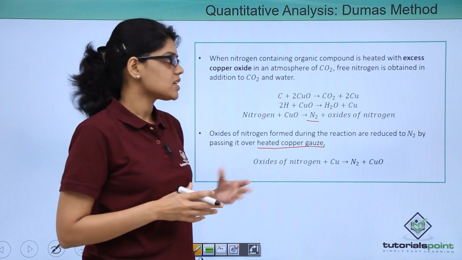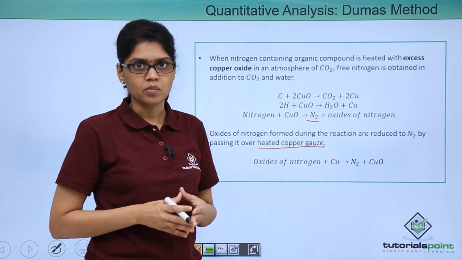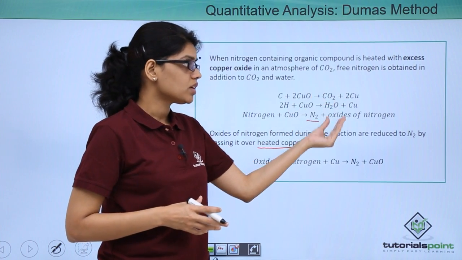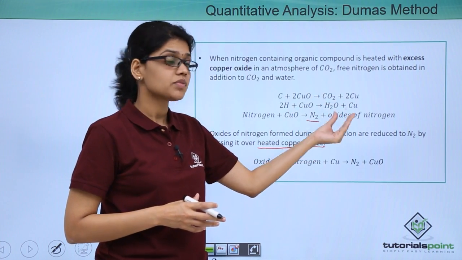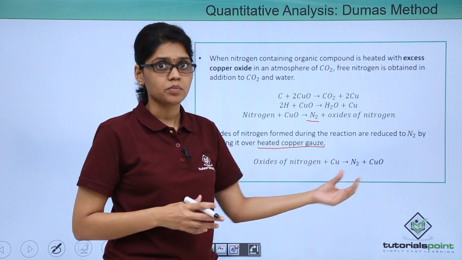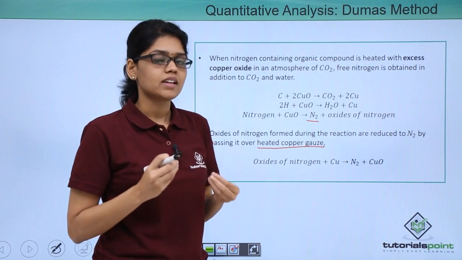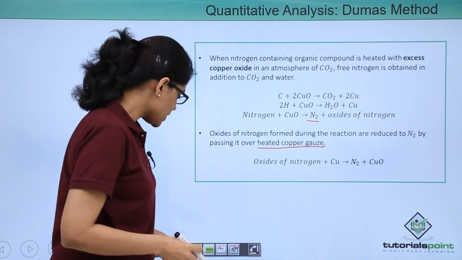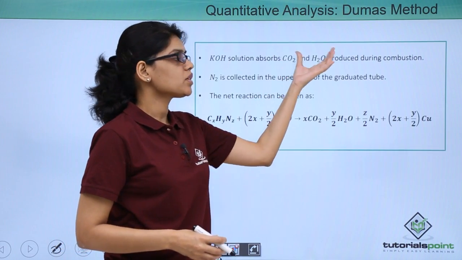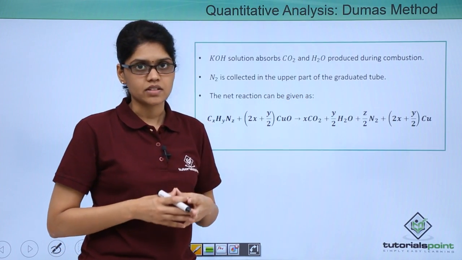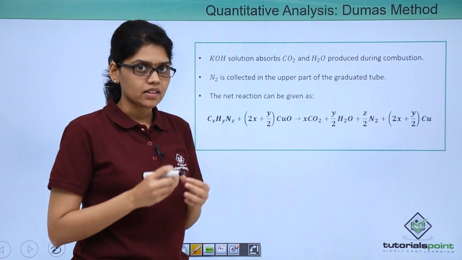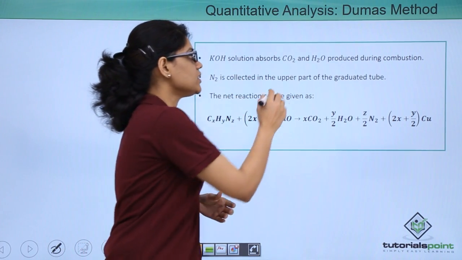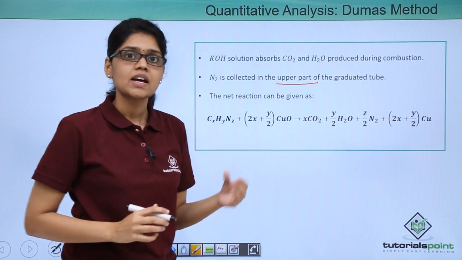Now, here we have multiple products forming: carbon dioxide, water, and oxides of nitrogen, which we convert back to dinitrogen. In order to isolate dinitrogen, we use potassium hydroxide, which will absorb all the carbon dioxide and water formed during the reaction. This dinitrogen is collected in the upper part of the graduated tube that you will see in the next slide.